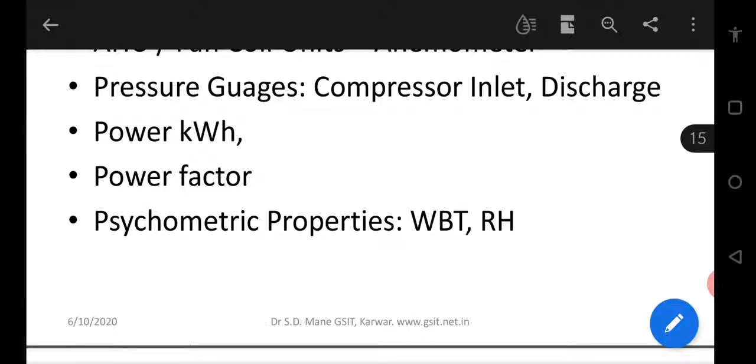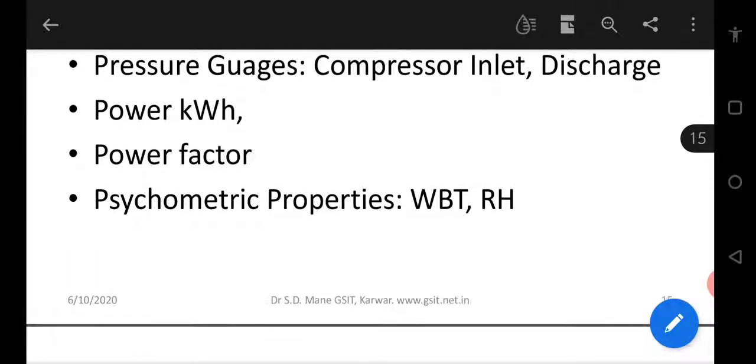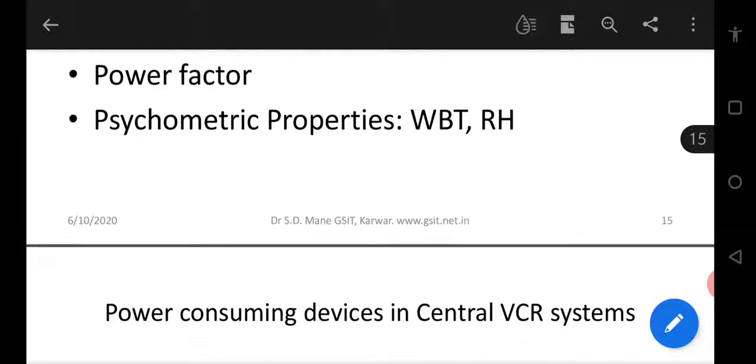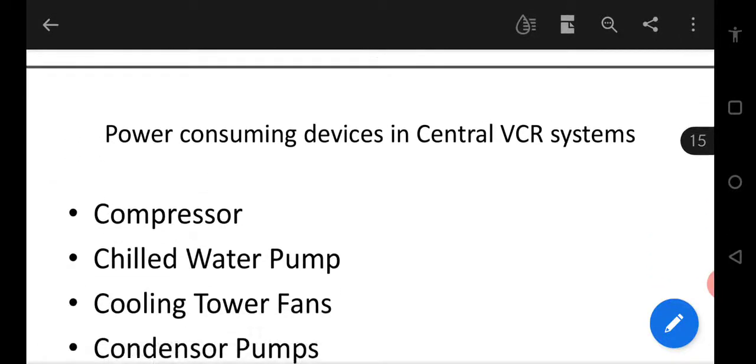Then power factor meters and power meters. Then for psychrometric properties, you have a psychrometer to find out the dry bulb temperature as well as the wet bulb temperature of the ambient air.